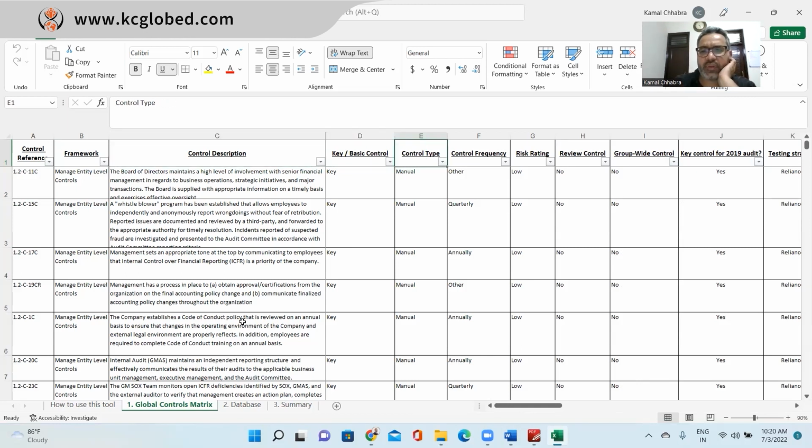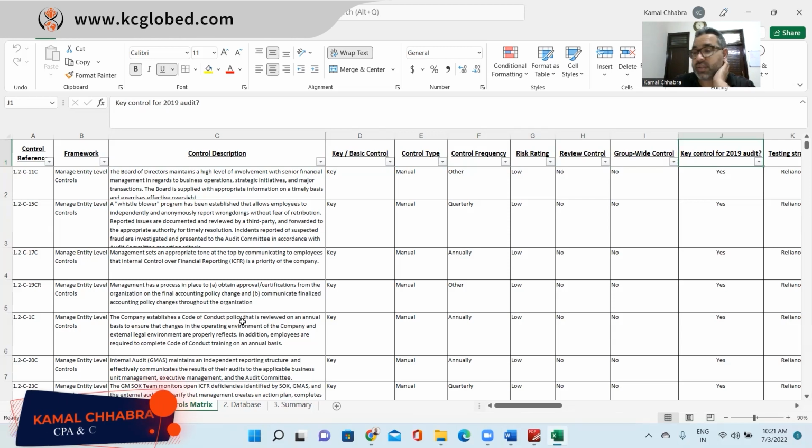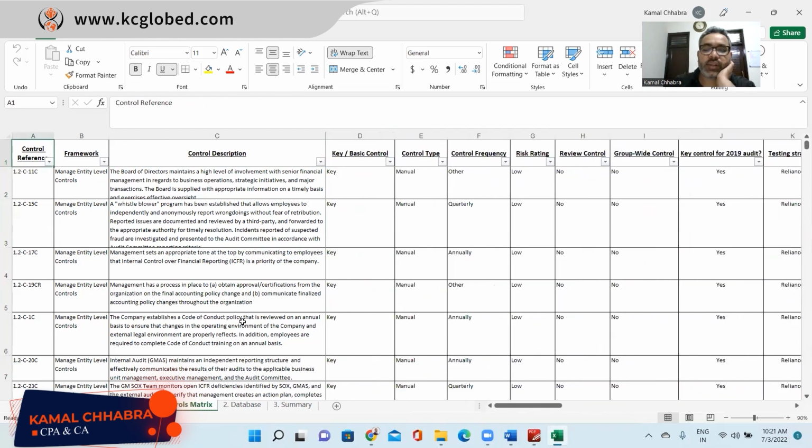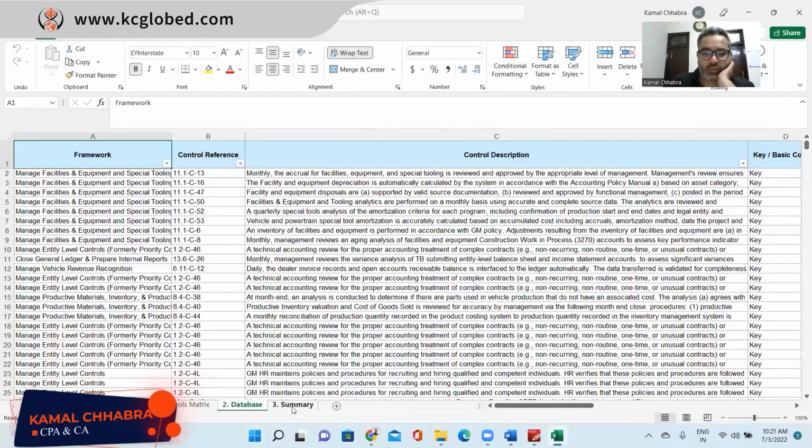And then we identify which one is manual, automated, IT, the frequency, the number of tests we need to do, the number of tests the internal auditor is doing, whether we are planning to rely on them or not, and whether this control was tested in the previous year, and whether there is any change or no change. If there is no change, can we continue without testing, or do we need to test? All those things come over here in the risk control matrix, right?